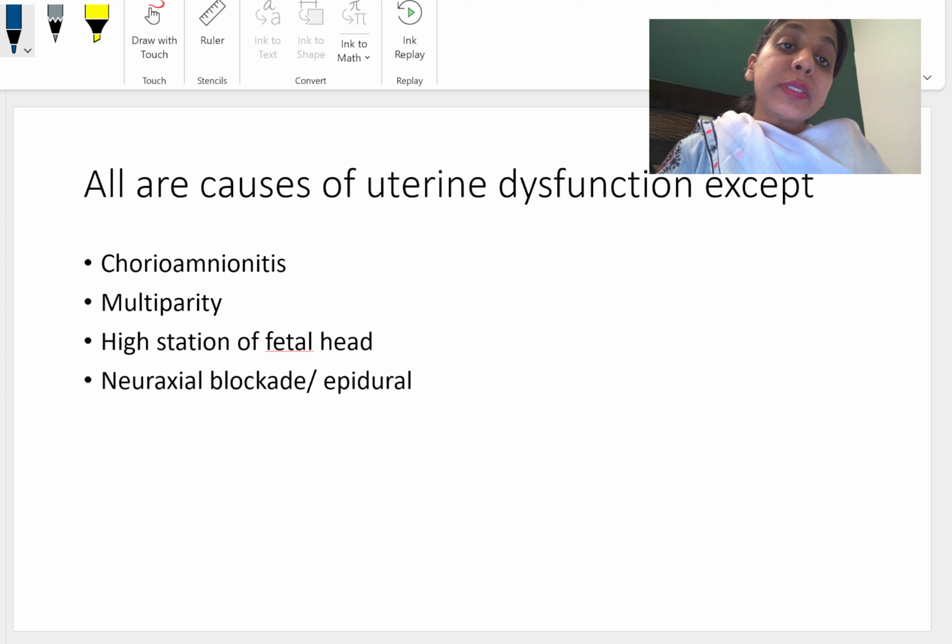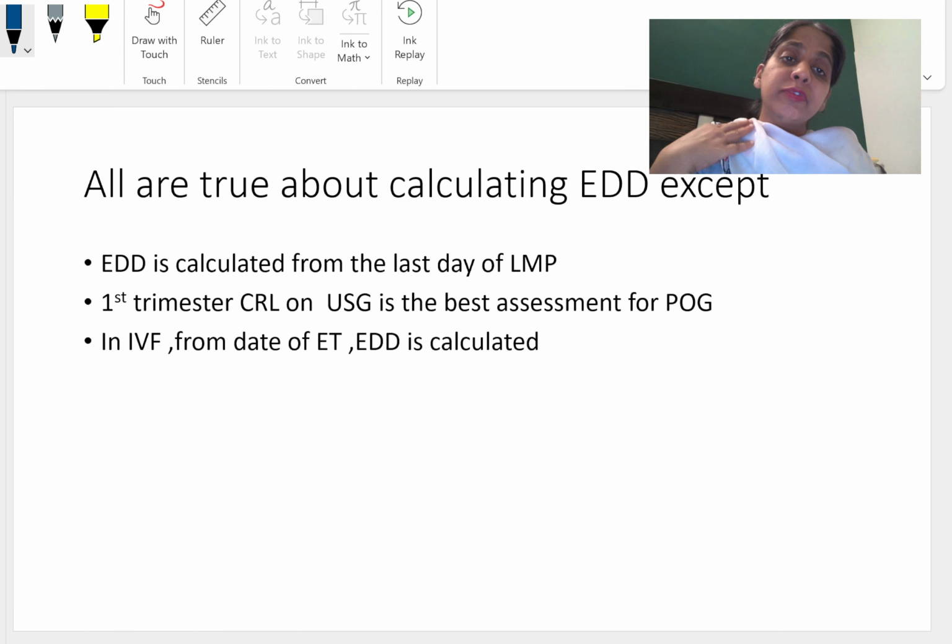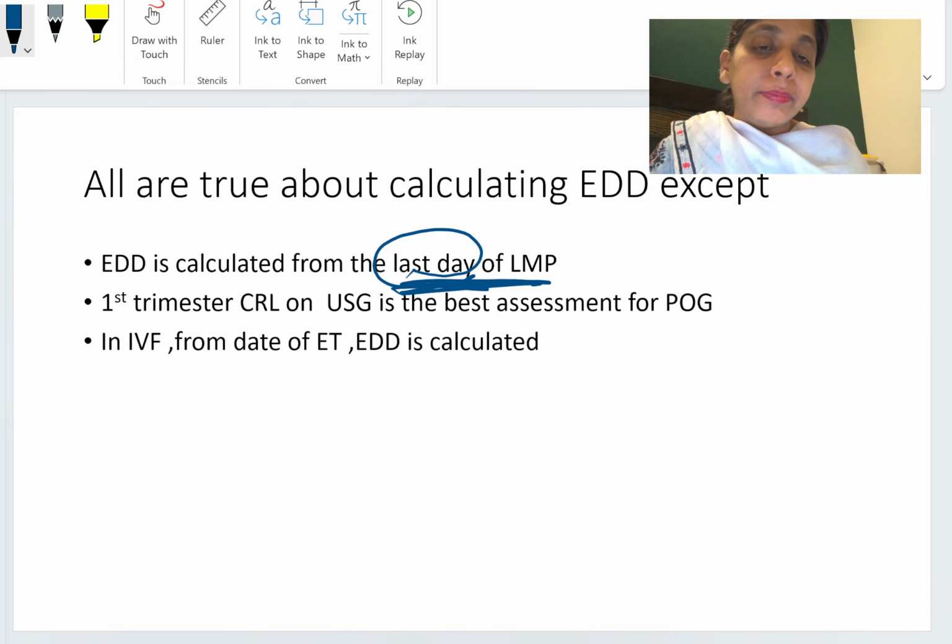Okay, so all are true about calculating EDD. This is one of the basic questions, an FMGE and NEET PG favorite question. I always told you, this time in INICET more basic questions were asked. All are true about calculating EDD except, okay, EDD is calculated from the last day of the LMP. Yes, this is wrong. EDD is calculated from the first day of the LMP. See, in the two questions, they have just played with the words. It is not the last day of the LMP, it is the first day of the LMP.